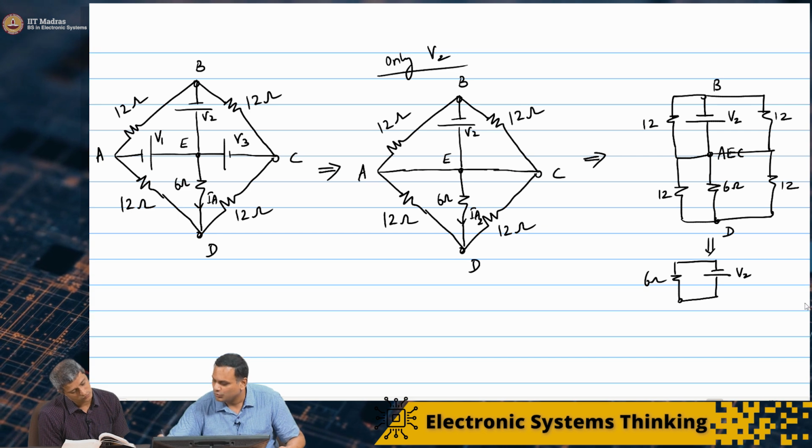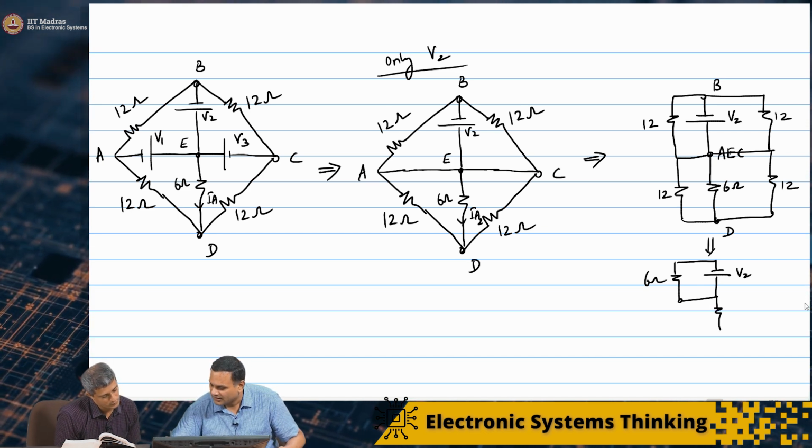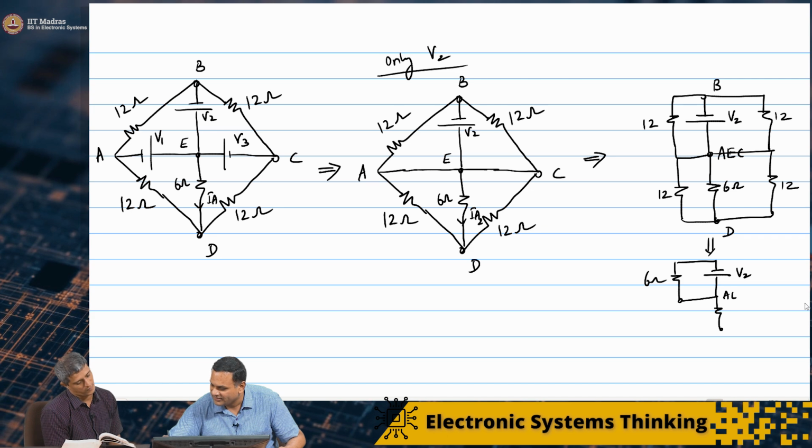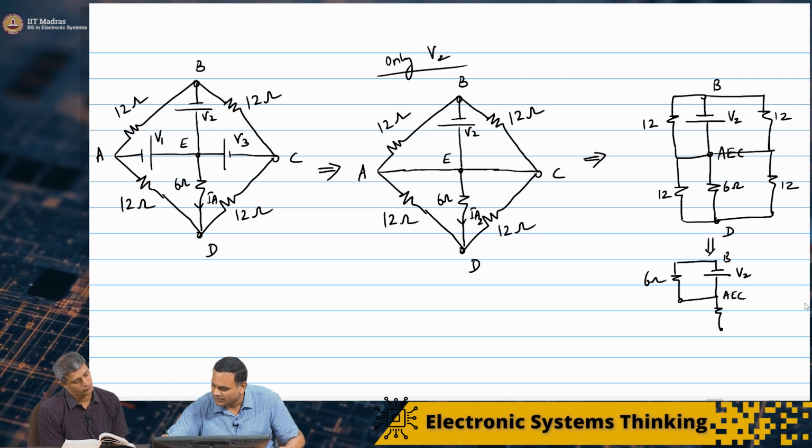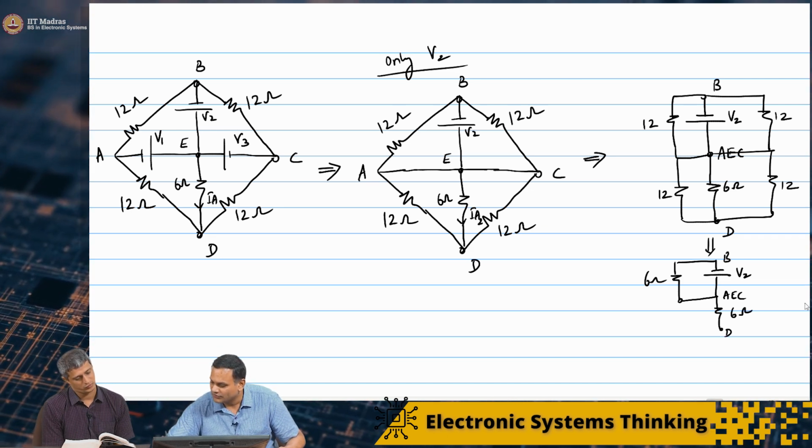So this is my V2. And I basically have 6 ohms. So this is my AEC complex node, this is B, and this is D. I have 6 ohms here.